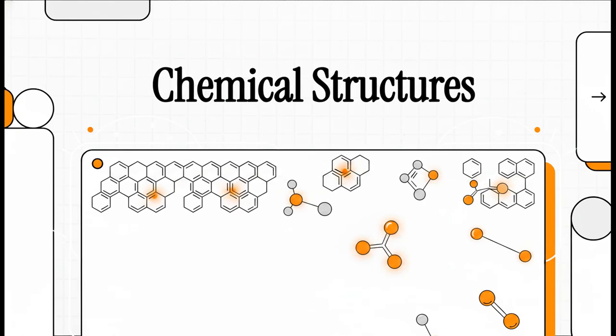All right, let's get right into it. We're going to cut through the noise and focus on the four fundamental types of chemical structures. My goal here is to break them down so you can actually understand and remember them.